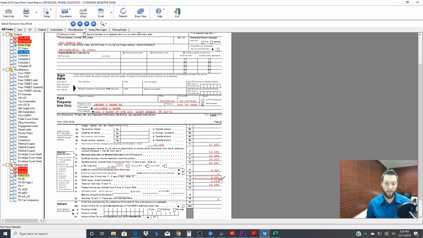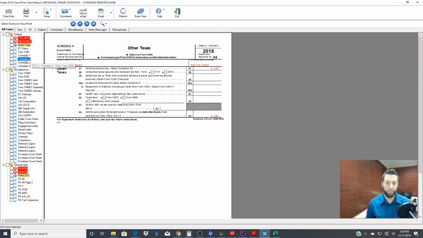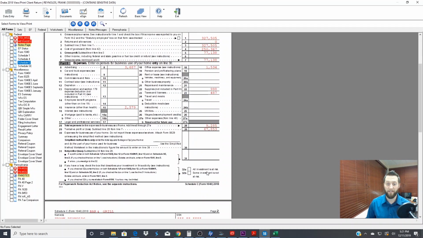Okay, so then we're going to come down, and right here you can see line 14, other taxes. Now this is one thing that self-employed individuals are always going to be trying to avoid or reduce, and what this is, is self-employment taxes. So we come over here to Schedule 4, you can see self-employment tax of $9,587.